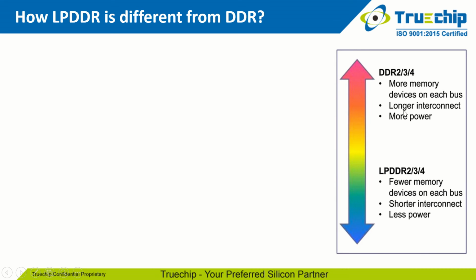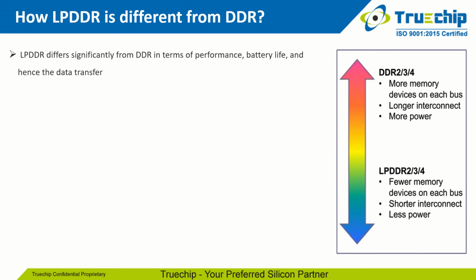There are longer interconnects because the DIMMs are connected to the SoC over a circuit board, hence consuming more power than LPDDR. Whereas LPDDR tends to have fewer memory devices connected on each bus on the SoC, with a shorter interconnect. LPDDR devices are placed directly on top of the application processor that they connect to. This tends to provide a lower power interface in comparison to the DDR devices. This makes LPDDR differ from DDR in terms of performance, battery life, and hence data transfer.